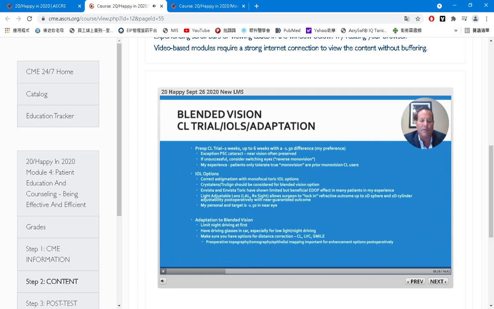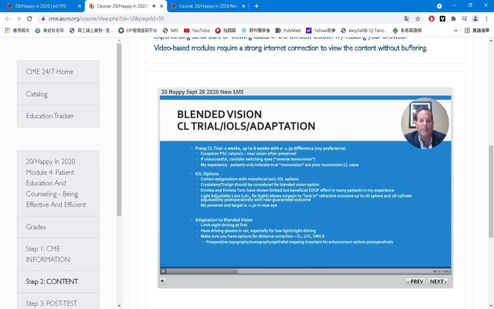What are the IOL options? Correct astigmatism with a monofocal toric IOL. Crystalens and TrueLine still have a place for blended vision, with an intermediate benefit. Envista and Envista Toric have shown limited but beneficial EDOF effects in my experience. And now, most recently FDA approved, and we're going to be implementing in our practice starting next month, is the light adjustable lens from RxSight, which allows the surgeon to lock in the refractive outcome, with up to 2 diopters of sphere and 2 diopters of cylinder adjustability post-operatively and a near guaranteed outcome, which is kind of nice, especially in post-refractive patients. My personal end target is -1.50 in the near eye when I'm choosing IOL options.